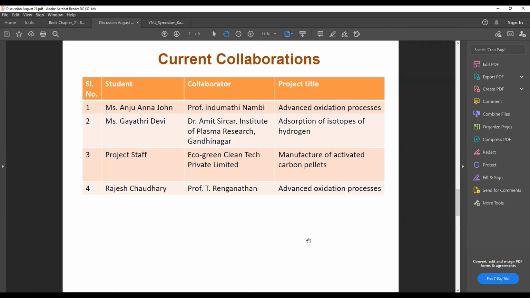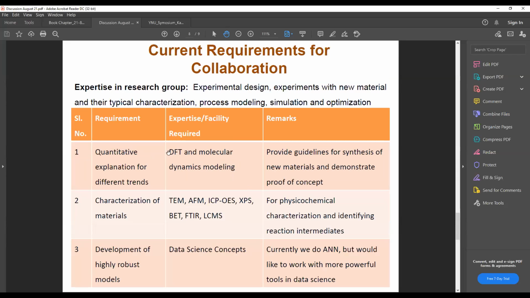So currently I'm collaborating with Professor Indumathi Nambi in the Civil Engineering Department, and as I said, with the people in Plasma Research Gandhinagar and a few other collaborations. I'm open for further collaboration. I would like to collaborate with people who are working in DFT and molecular dynamic modeling and simulation, because we want to improve the performance of our adsorbents, and we would like to do it in a very intelligent and informed manner rather than doing it by trial and error. So that is one area.